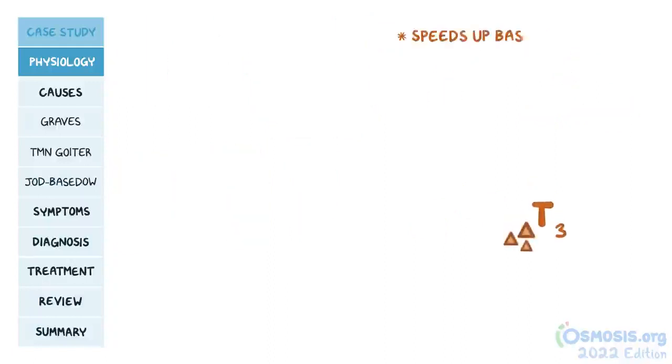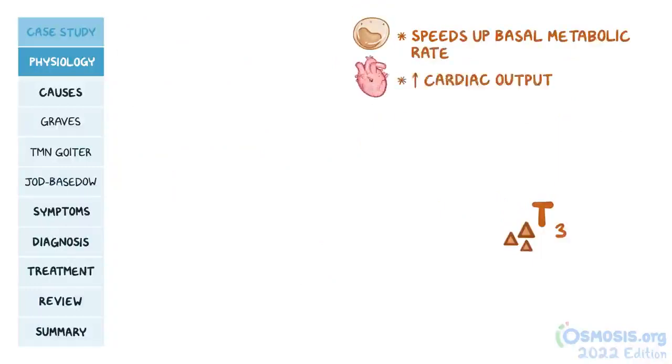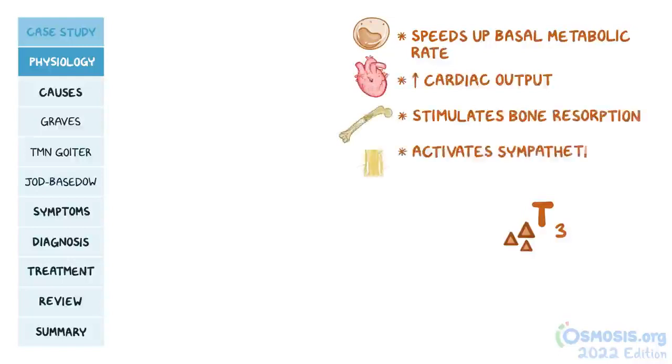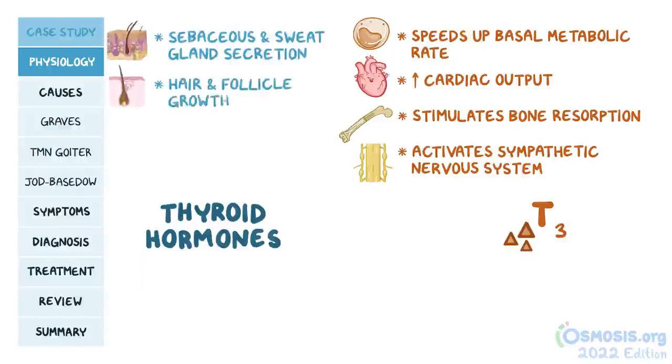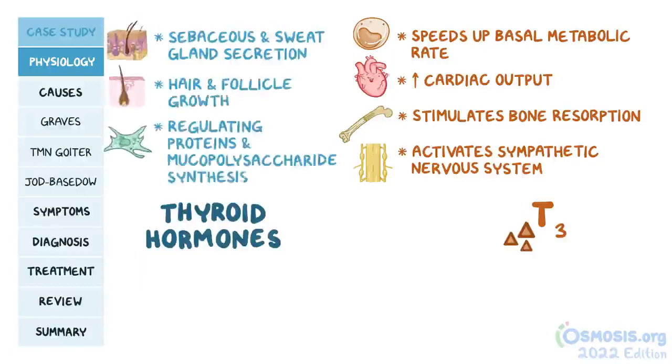T3 speeds up the cell's basal metabolic rate. T3 increases cardiac output, stimulates bone resorption, thinning out the bones, and activates the sympathetic nervous system. Thyroid hormones are also involved in a number of other things, like controlling sebaceous and sweat gland secretions, hair follicle growth, and regulating proteins, as well as mucopolysaccharide synthesis of skin fibroblasts.